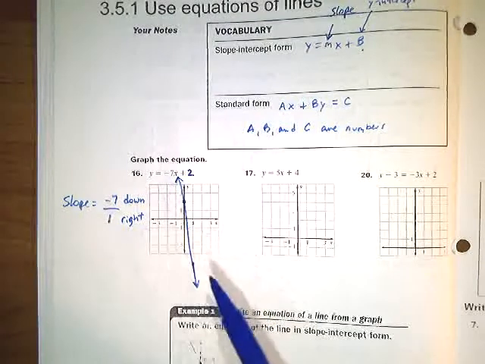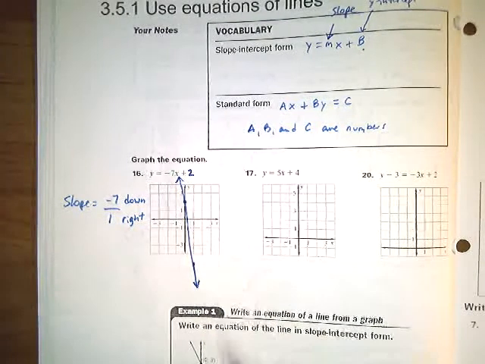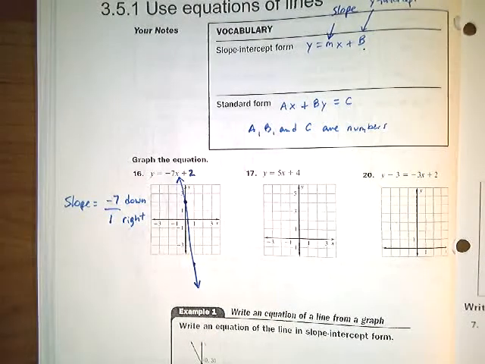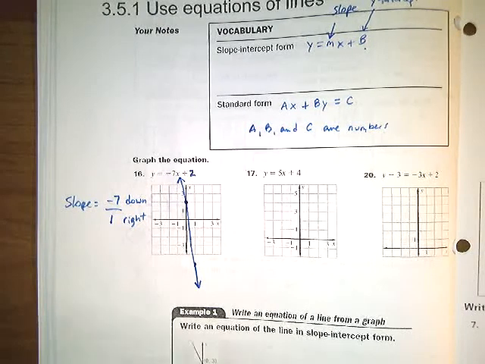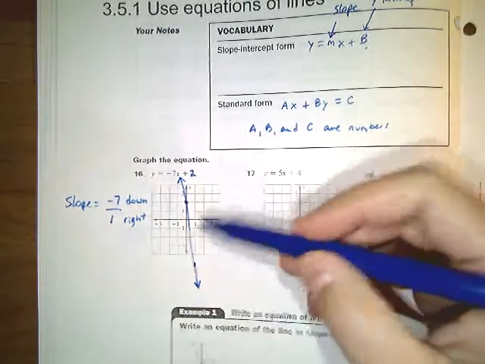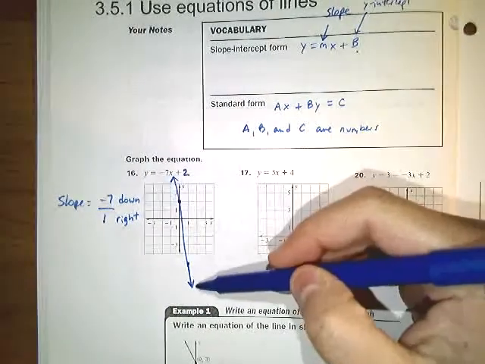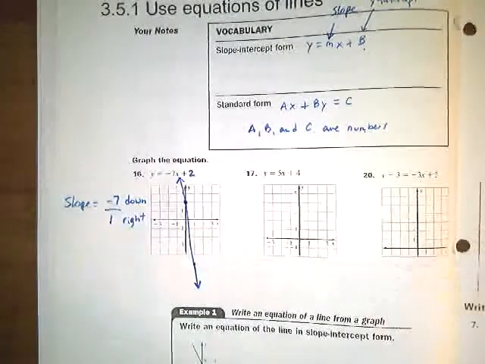Now you can see that mine is a little squiggly. It's not perfect, but that's okay. Your teacher just wants to know that you can tell them where the line is. It doesn't have to be precisely perfect.